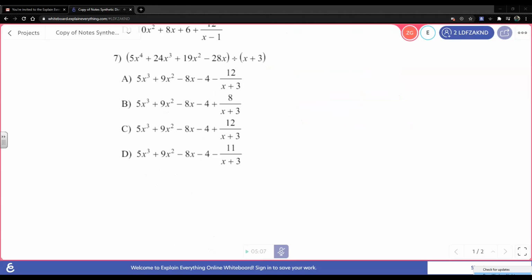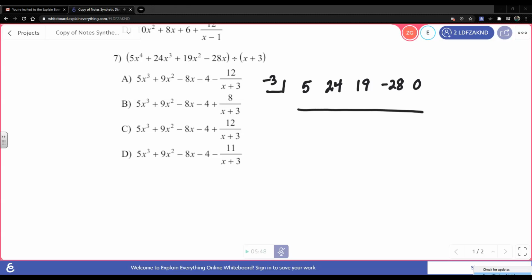For number 7, we are going to use synthetic division again. And you have to be careful to make sure that you list every coefficient. Remember that the exponents have to be in descending order. So we're going to start with 5, and then 24, then 19, negative 28, and of course we have 0. And we have x plus 3 equals 0, so it's going to be negative 3.